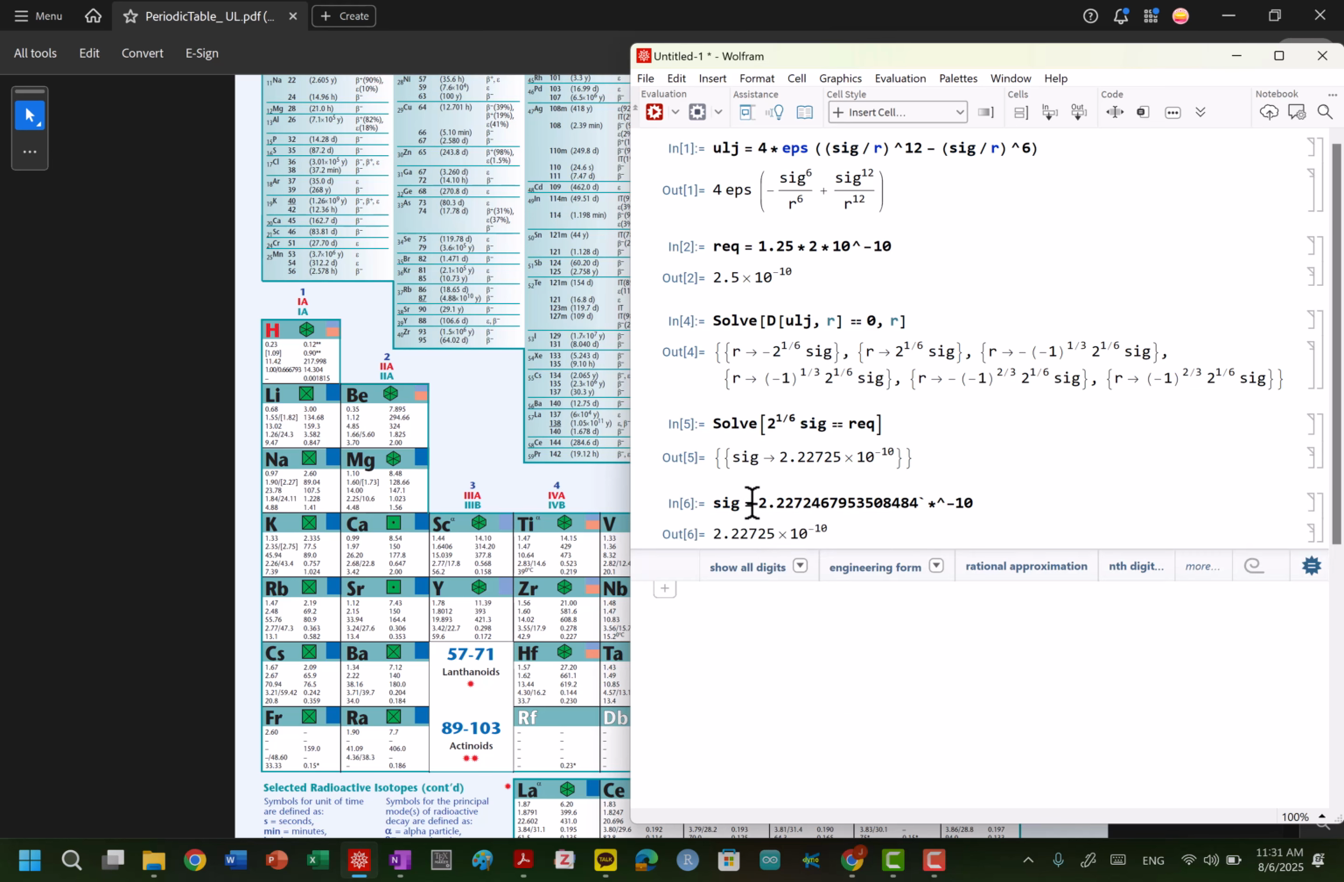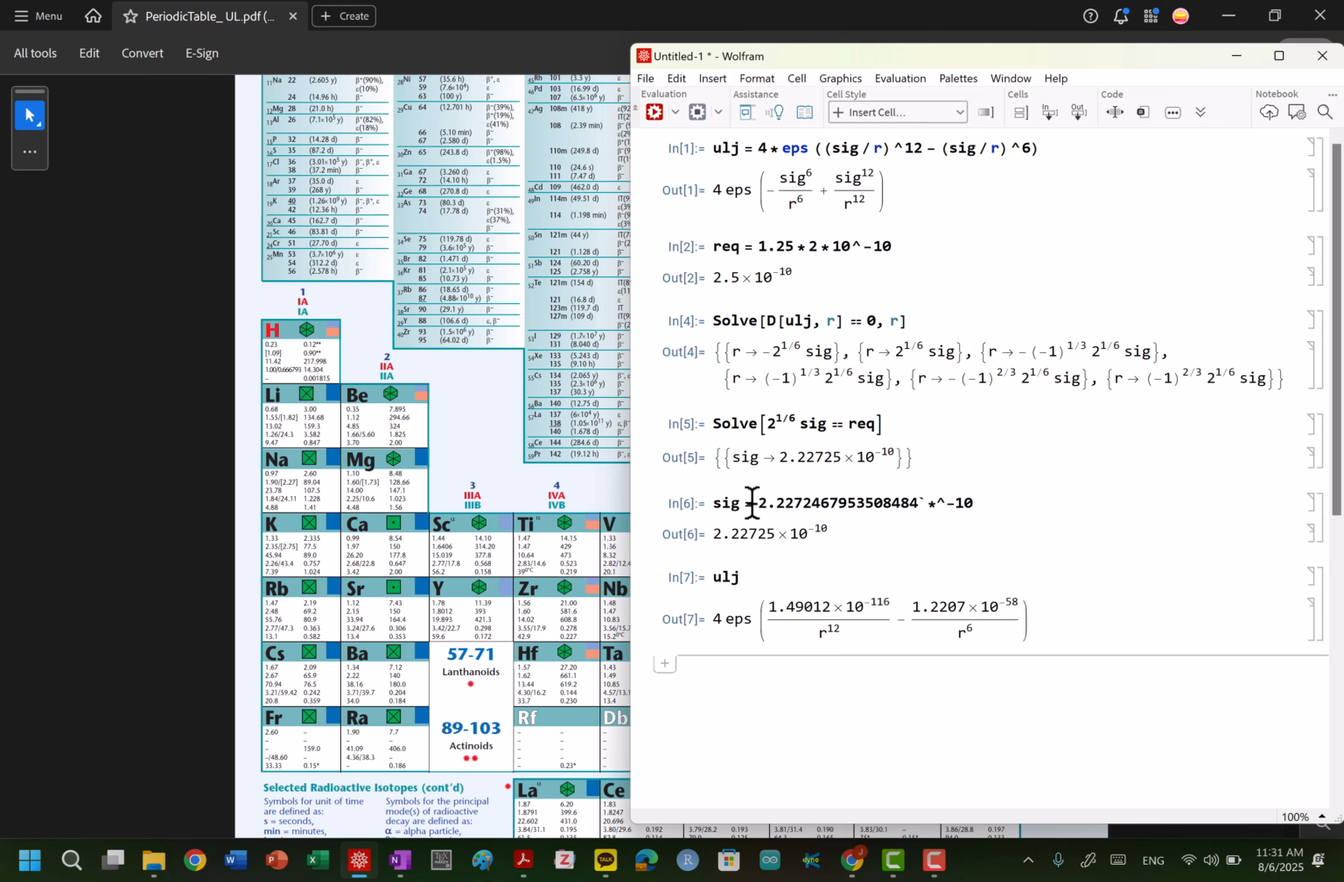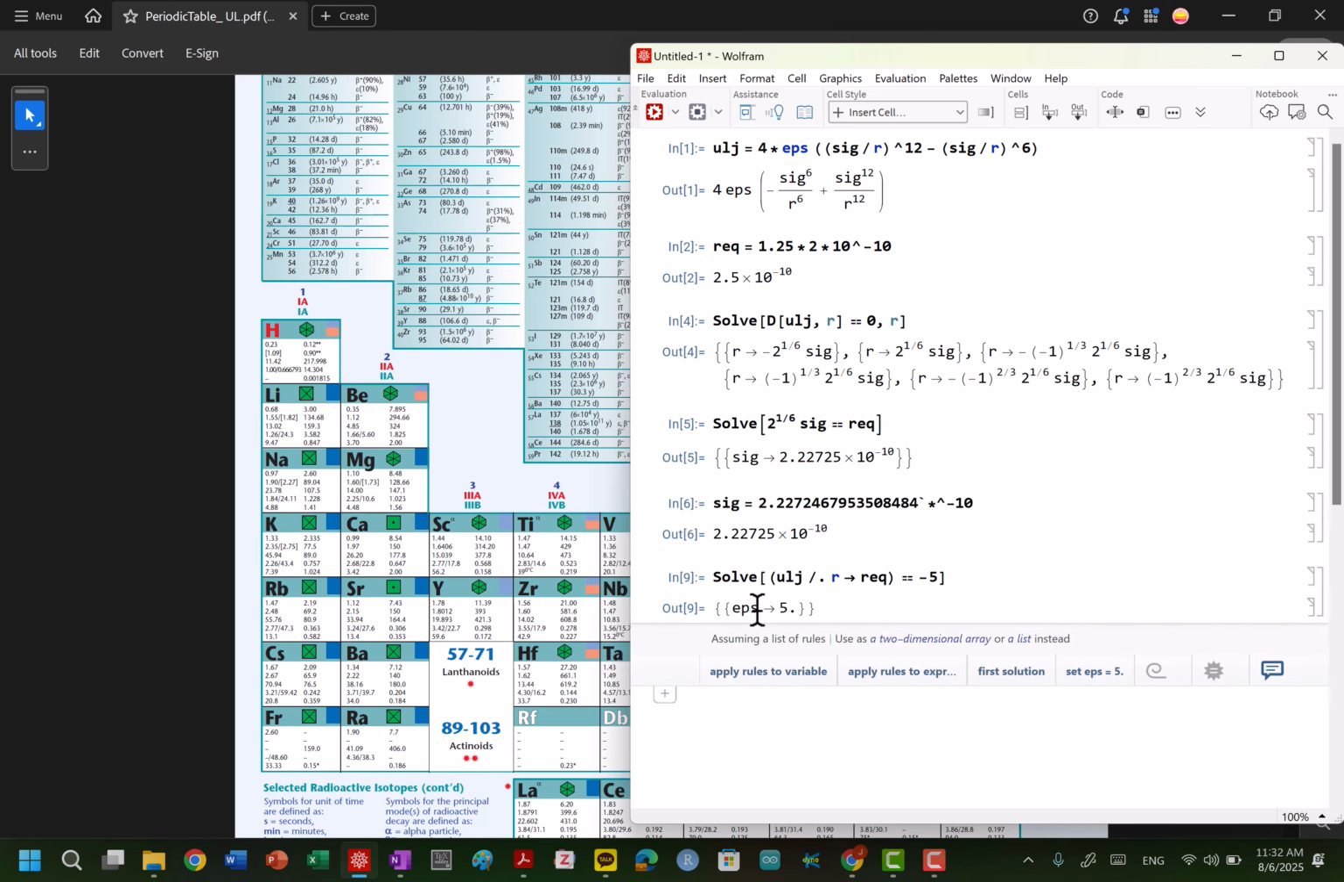We also know, at the equilibrium distance, the value of U_LJ of our system. So I'm going to say U_LJ now, and we can see there's no more unknown sigma. I want to substitute when R goes to R_eq. Great. And now we can solve. At our equilibrium distance, we should be at minus 5 joules, because that's what our problem statement says. And now we said our epsilon is 5. There you go. That's it.